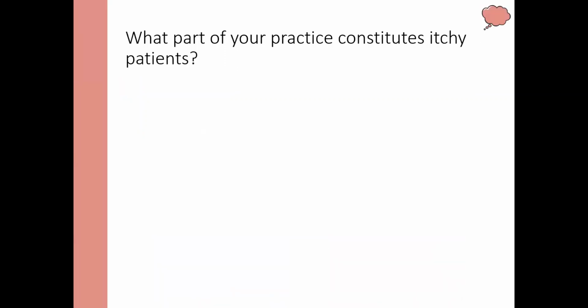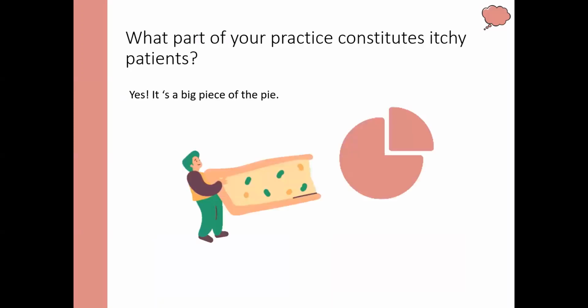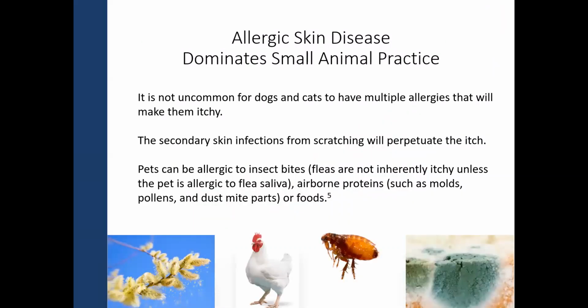What part of your practice is made up by itchy patients? That's right, it's a big piece of the pie. Allergic skin disease dominates small animal practice. It is not uncommon for dogs and cats to have multiple allergies that will make them itchy. The secondary skin infections from scratching will perpetuate the itch. Pets can be allergic to insect bites, airborne proteins, or foods.